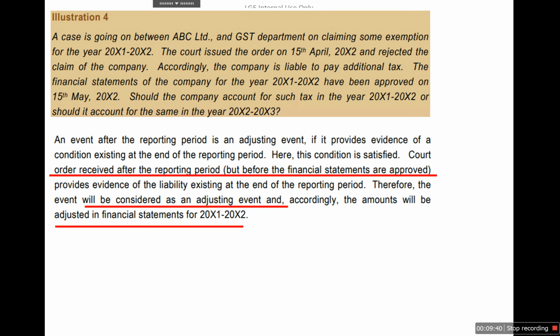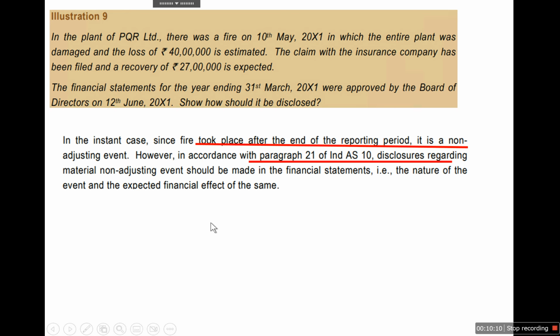So the liability was created on 15th April, but evidence was there because the case was going on at the reporting date, and the order was received before the approval of the financial statement. So we need to adjust it in X1 X2. Here it is mentioned that the court order was received after the reporting period, and it will be considered as an adjusting event and should be adjusted in the financial statement for X1 X2.